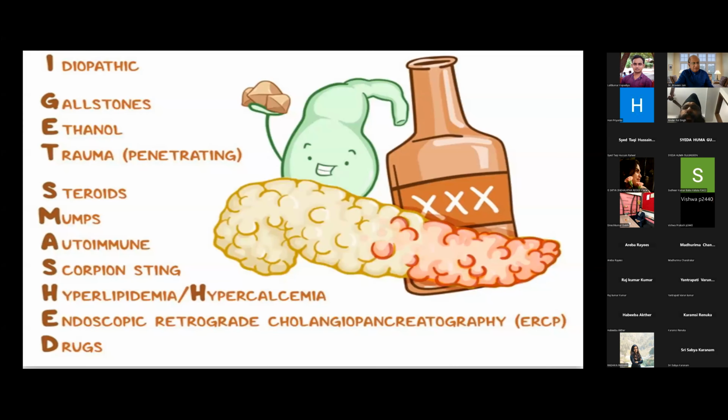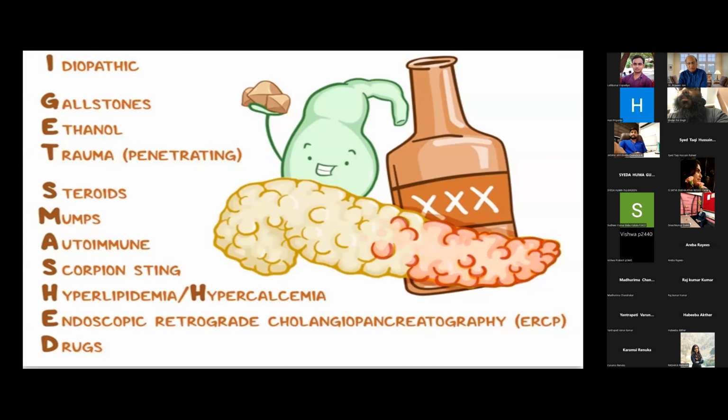Coming to all other causes, we can remember these causes by the mnemonic I GET SMASHED, where I stands for idiopathic, G for gallstones, E for ethanol, T for trauma, S for steroids, and M for mumps, any viral infection, most commonly mumps, A for autoimmune disorders, S for scorpion sting, H for hyperlipidemia or hypercalcemia, E for endoscopic retrograde cholangiopancreatography, and D for drugs, which include azathioprine, loop diuretics, thiazide diuretics, tetracyclines, estrogens, and salicylates.